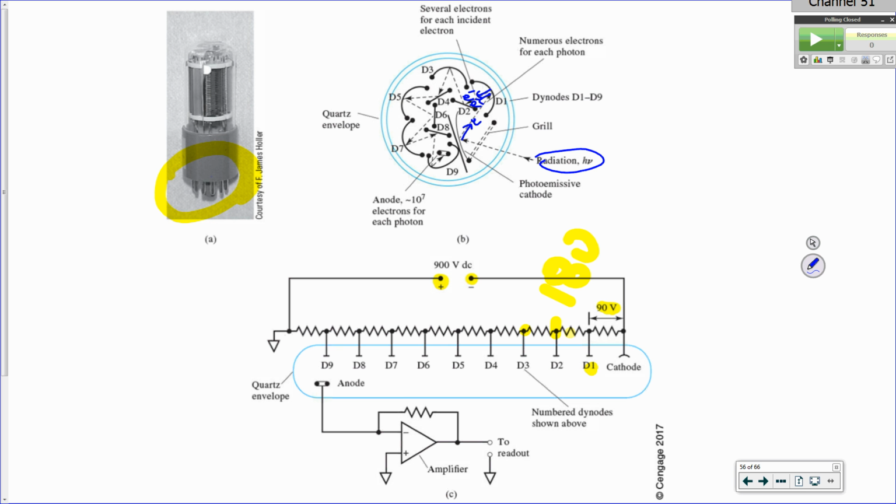Now, when it's ejected to dynode 2, because it's the next highest potential, every one of those ejects 2 to 3 electrons off. And then every one of those ejects 2 to 3 electrons off. And every one of those ejects 2 to 3 electrons off. You can see where I'm going here. And finally, at the end, you've got where you collect it at the anode, right? But one photon comes in, and you kick 1 million to 10 million electrons out. This is the most sensitive detector we have.